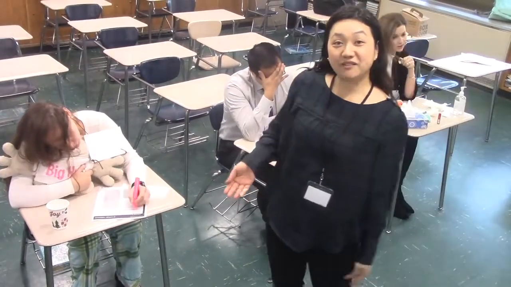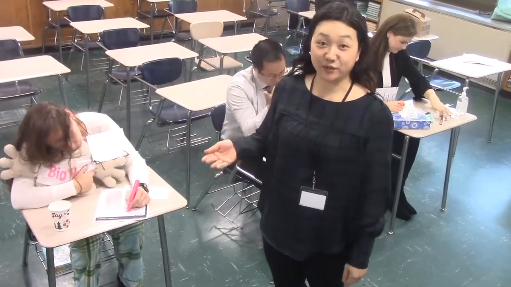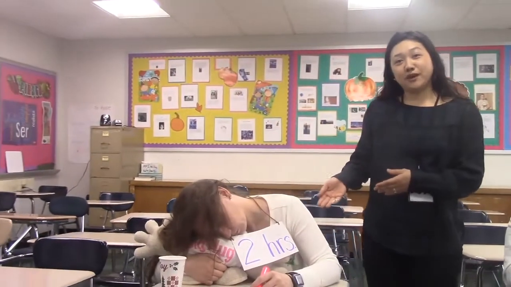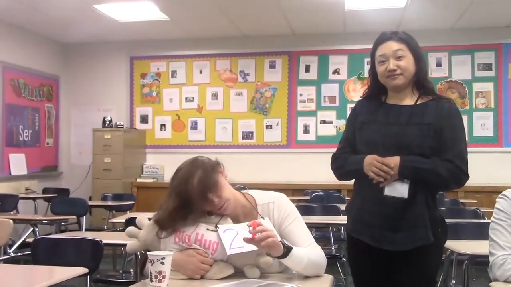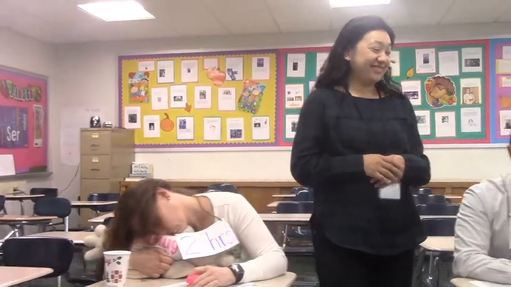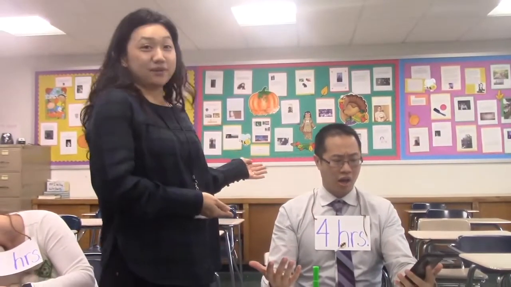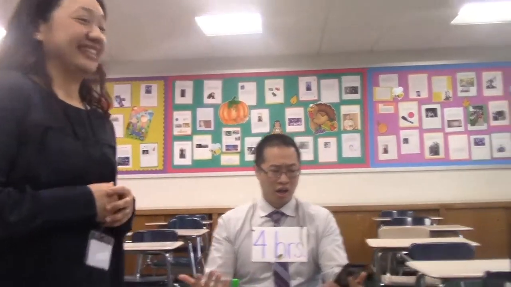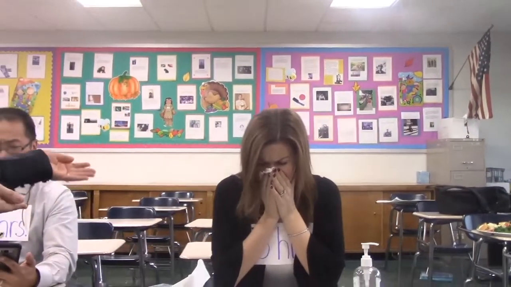And so an independent variable can have multiple conditions or categories. For example, this is Laura. She slept for 2 hours last night. This is Jeff. He slept for 4 hours. This is Shannon. She slept for 6 hours.